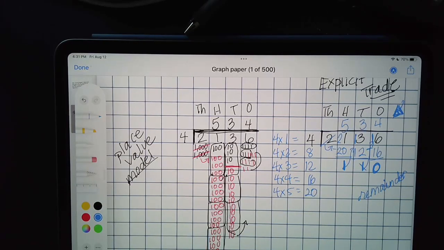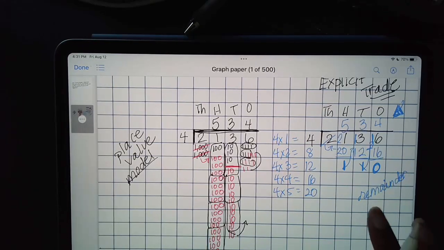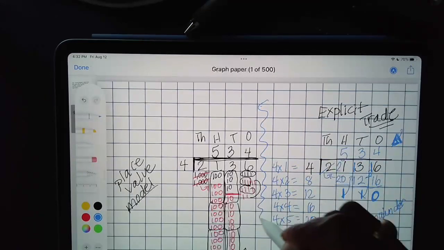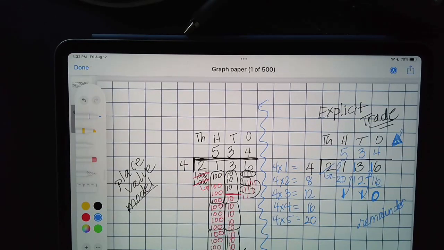So this is the explicit trade method that a lot of kids are successful with, because it bridges directly from the place value model, and the level of thinking is the same. This can be done with decimals, and this is a strategy that kids have been very successful with.